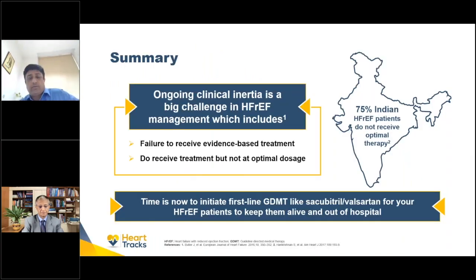we have enough drugs in our armamentarium. Medical therapy still is the cornerstone in managing patients of heart failure. And from a physician's point of view, clinical inertia should be taken care of. The clinical inertia should not be there. That is the biggest challenge. If the physician continuously convinces the patient, then the patient will also get convinced. And a systematic follow-up of these patients will definitely decrease the morbidity and mortality in these patients.